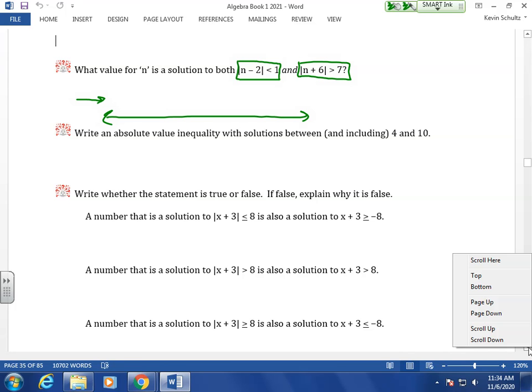graph the first one like right there, which is going to be an and statement, right? Graph your or statement, your second one up above it, and I'm looking for where do those graphs overlap, right? Because your graph of the and statement will show the values for n that make that inequality true. The graph of your or statement will show the values of n that make that inequality true. But if you graph them right above each other and where they overlap, that will give you the values for n that are solutions to both of them. Does that make sense?